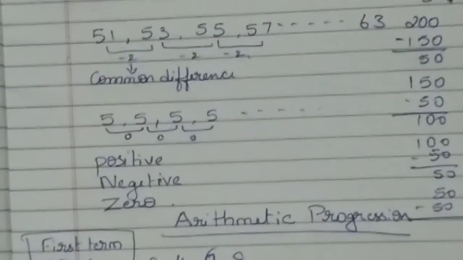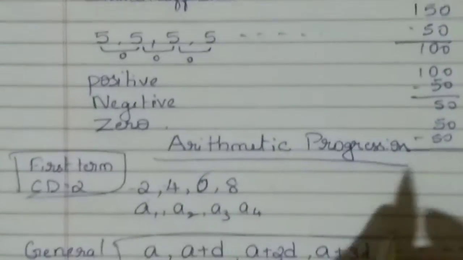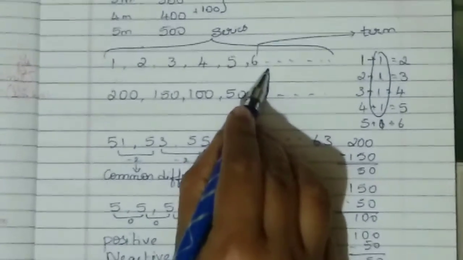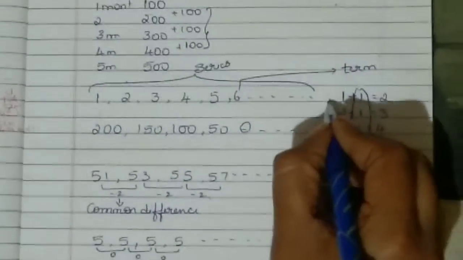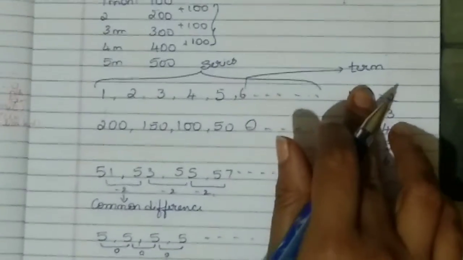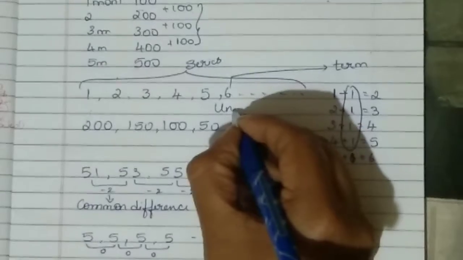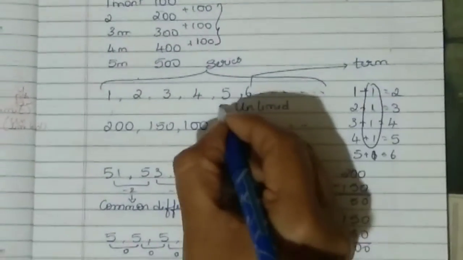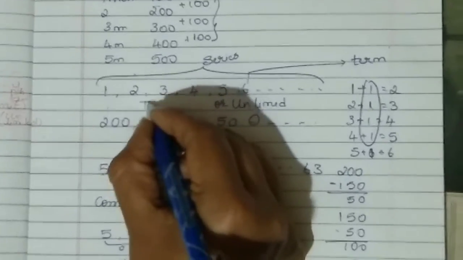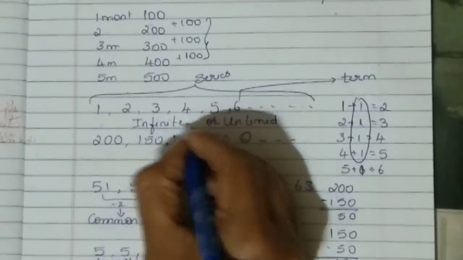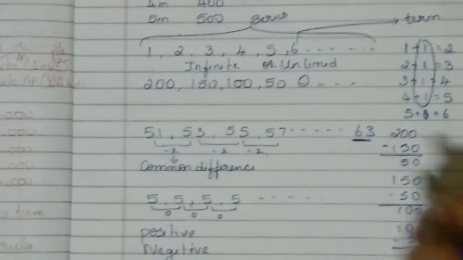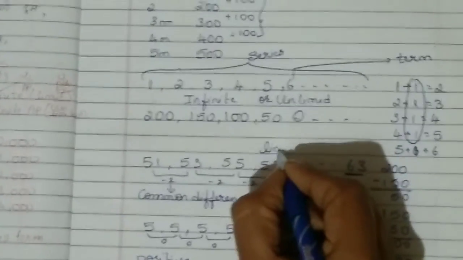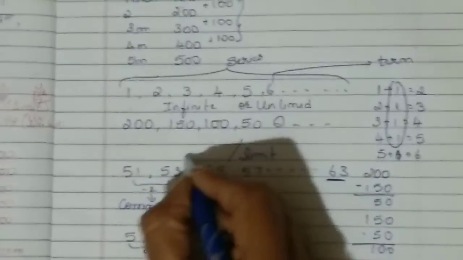Next thing you have to learn is, see this: 1, 2, 3, 4, 5, 6, 7 and so on, meaning there is no end. This series is called unlimited or infinite series. Take this example. This series has an end. So this is known as a finite series, limited or finite.